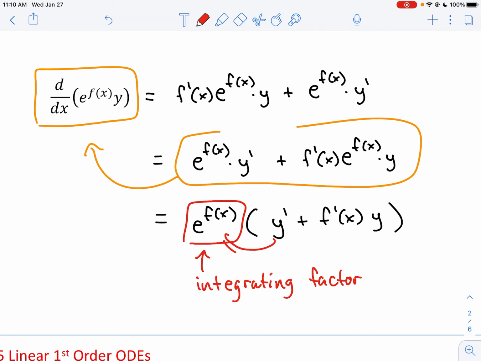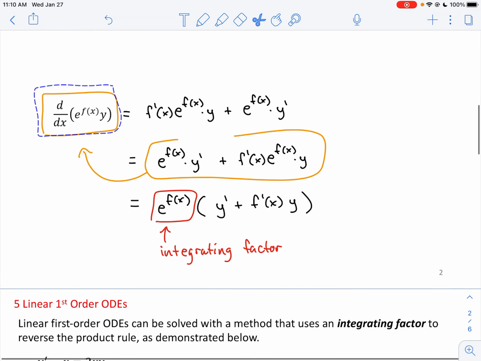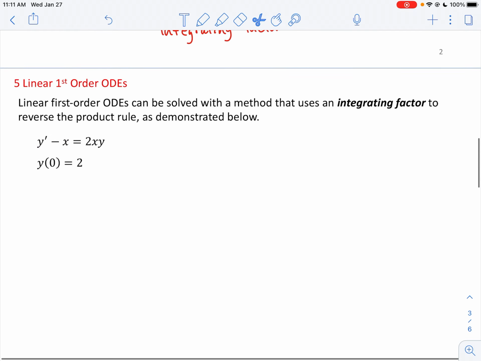Then we're going to construct this integrating factor. We're going to distribute it through here so it looks like this statement right here, and then we're going to go backwards of the product rule and write our expression this way. So we'll be doing a lot of constructing of this structure so that we can go backwards on the product rule. Okay, here we go. So linear first-order ODEs can be solved with a method that uses an integrating factor to reverse the product rule, as demonstrated below.